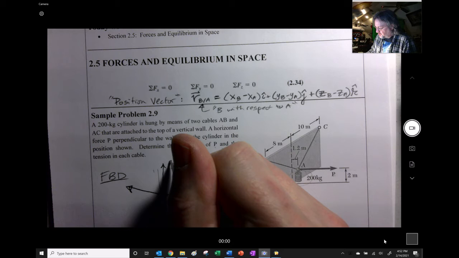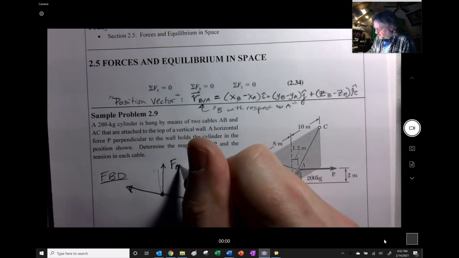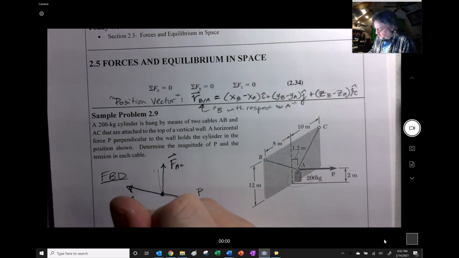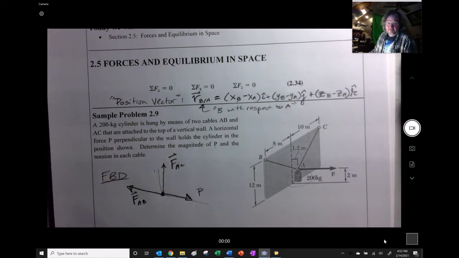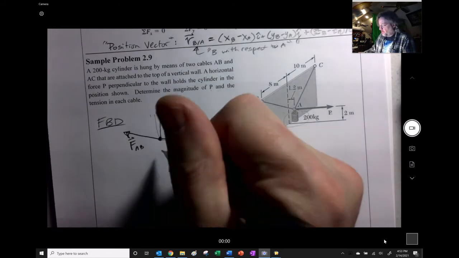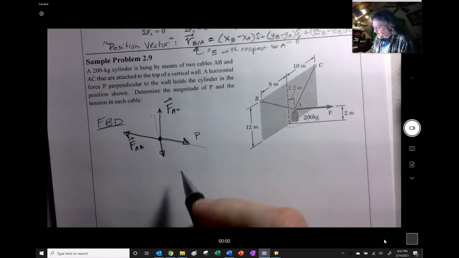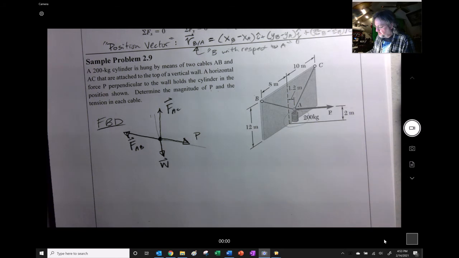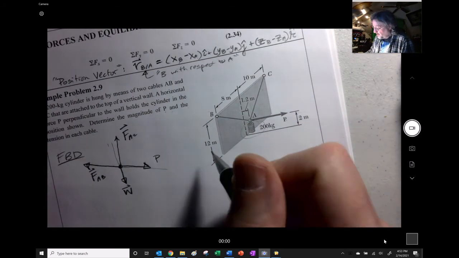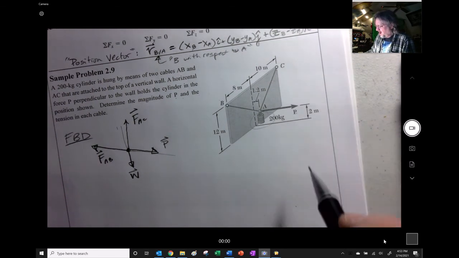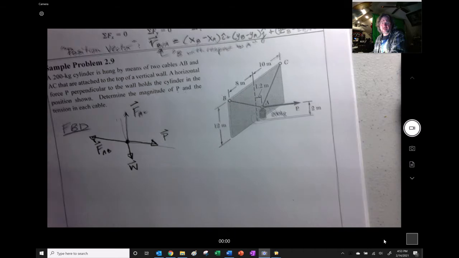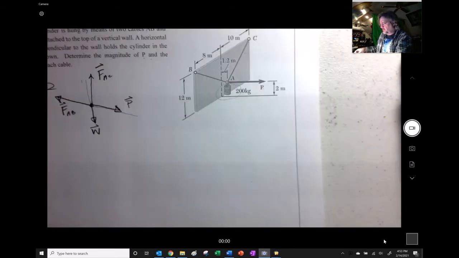We're going to call this F_AC, acting right there, and F_AB, acting right there. We also have to put in the weight, I forgot, and we'll put that down as a vector right in here. I kind of want it over to the side. Maybe I'll write it down on another piece of paper.